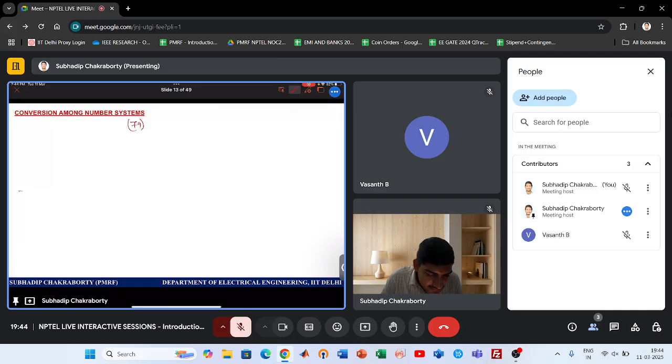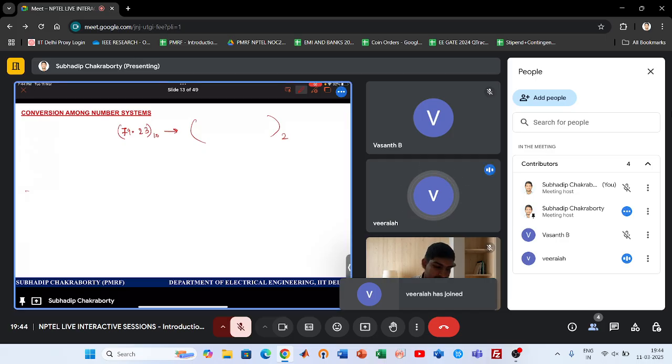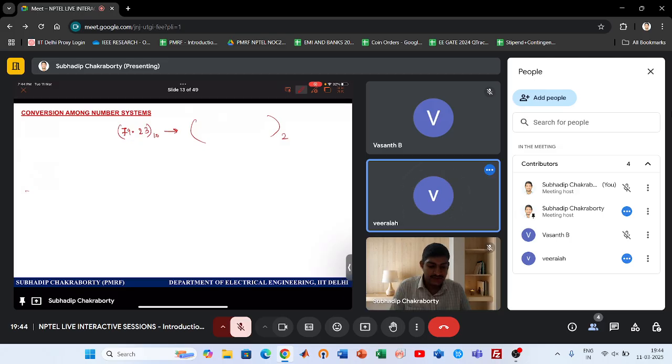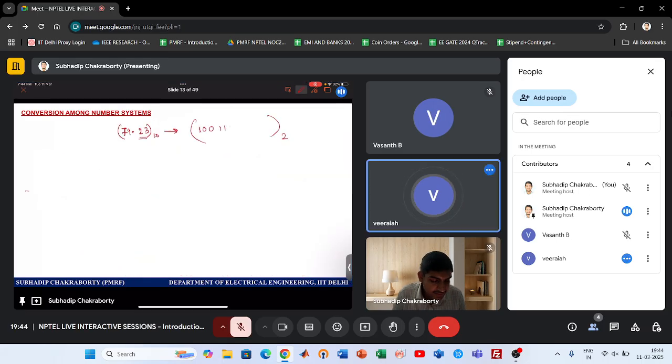Maybe we can see how to convert among different number systems. Let's say I give you 79.23 and I ask you to convert to binary. What will you do? For the integer 79, we will do substitution, sir. So 79 we already did, 1001111. Now for the fractional value 0.23, multiply with 2.